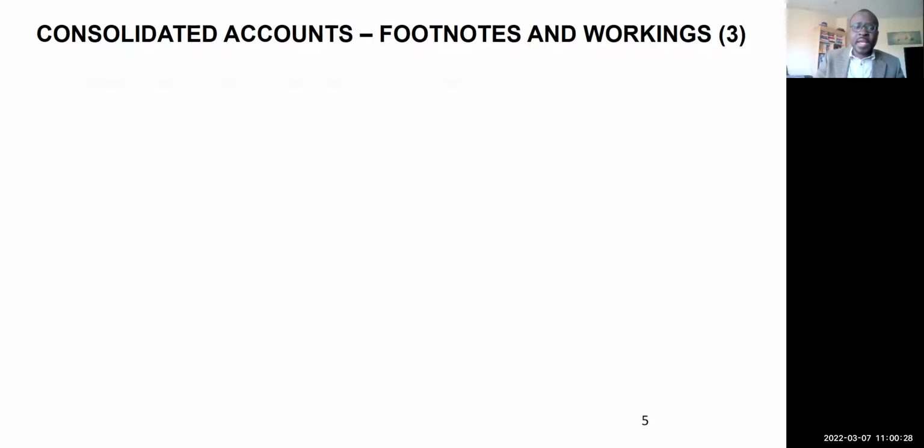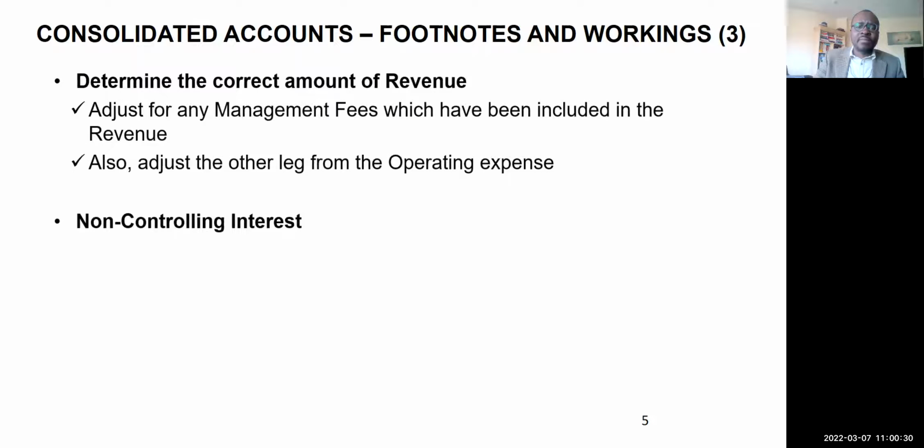Okay. Again, there's a revenue amount when you are preparing the statement of profit or loss. Remember what happens here in terms of the revenue amount.